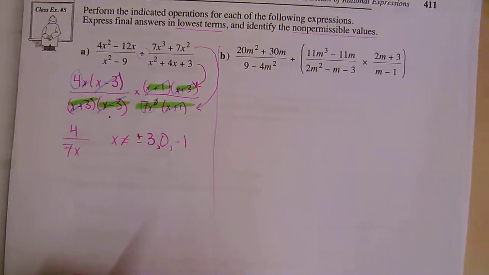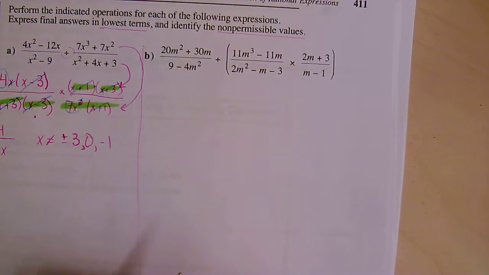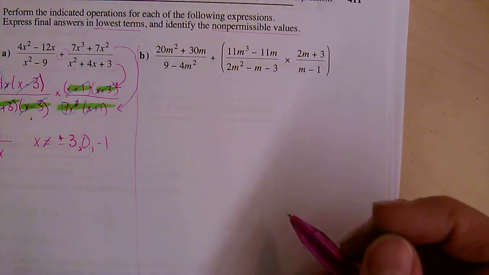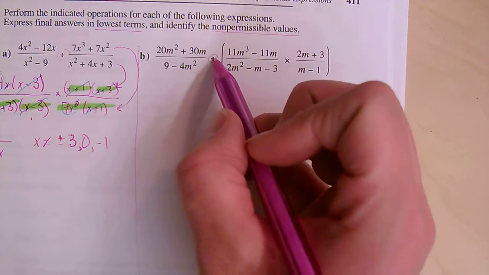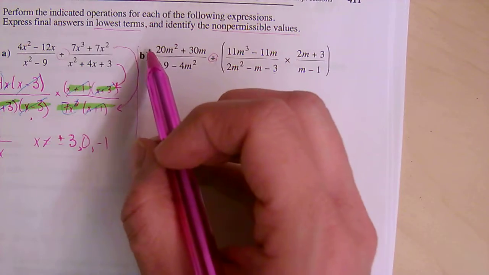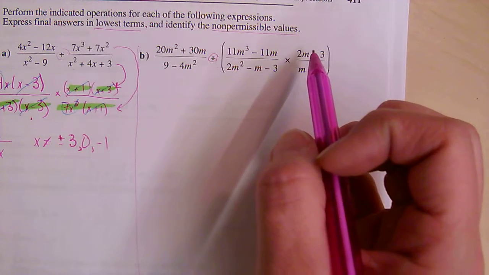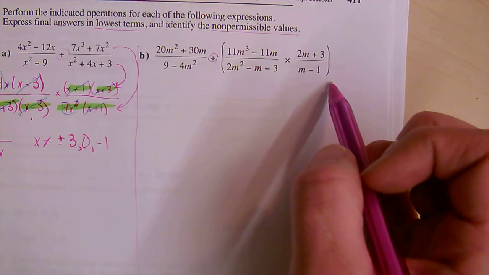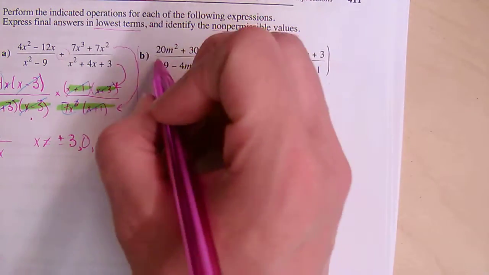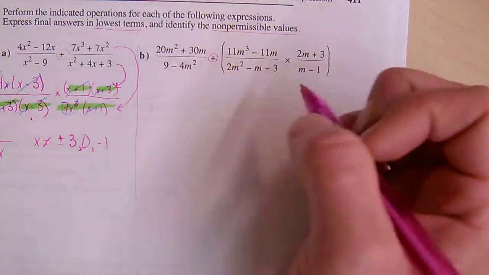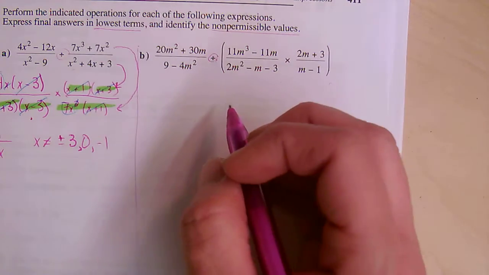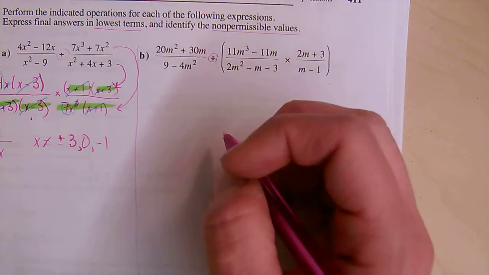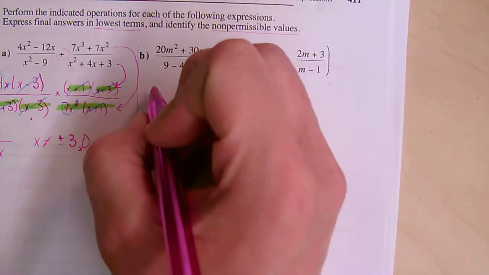Alright, B, it looks crazy, but it's not so bad. We're still going to factor, and then we're still going to do our little flipperoonie. So let's factor everything first, and then we will do what's in the brackets before we flip it. Go ahead and watch up here while I do it, or if you like to do it yourself, you can go ahead and do it.